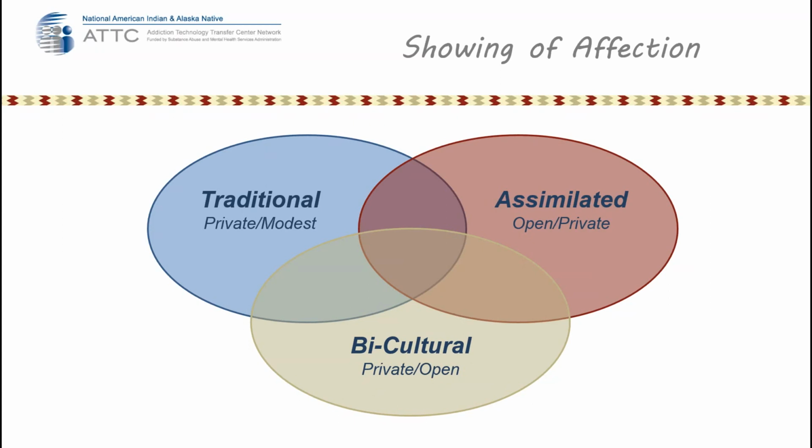In a more assimilated population, we might be open with showing affection, we might be private. It just kind of depends on that individual and how they have grown up and how they like to show affection. But in a traditional setting, it is more common to be private and modest with showing of affection. I know that joking and teasing with somebody can be a way of showing affection. So if somebody who's Native and traditional is comfortable with joking with you, that might mean that that person likes your company and is showing you affection.